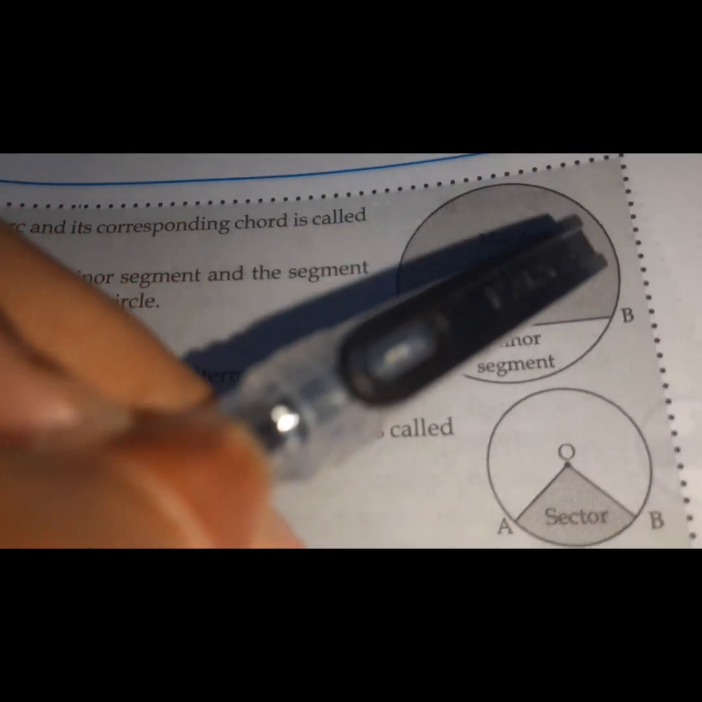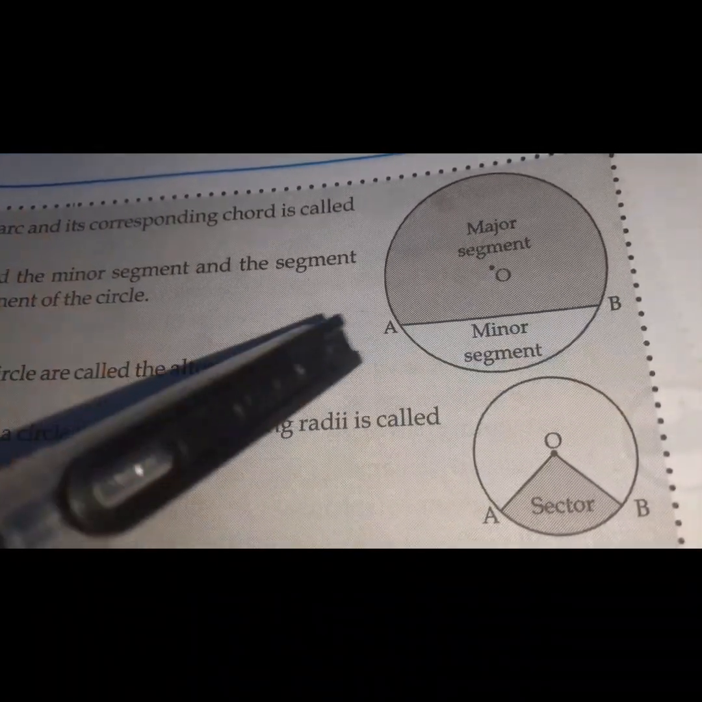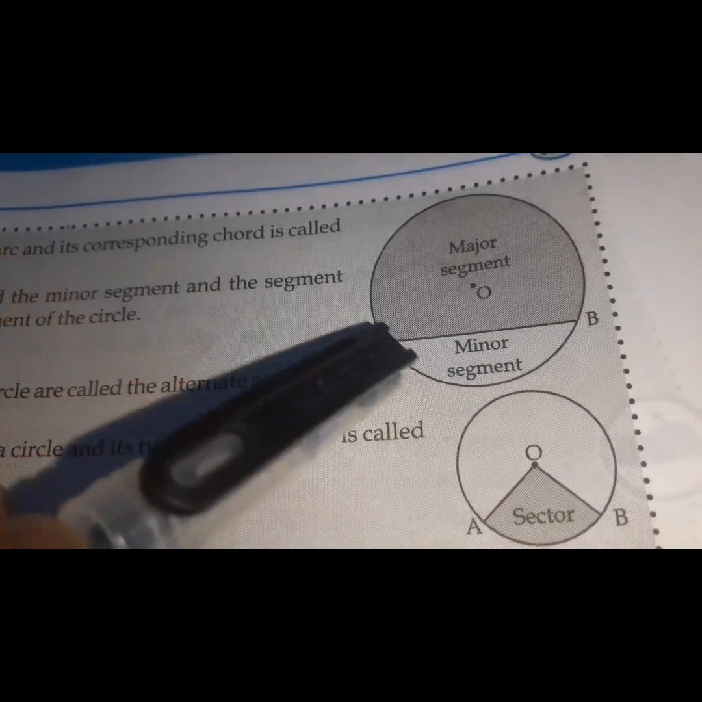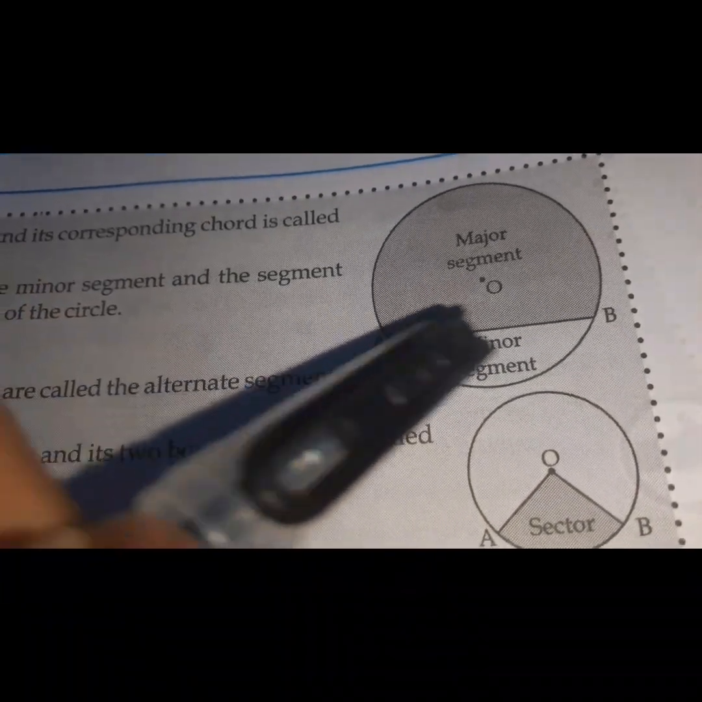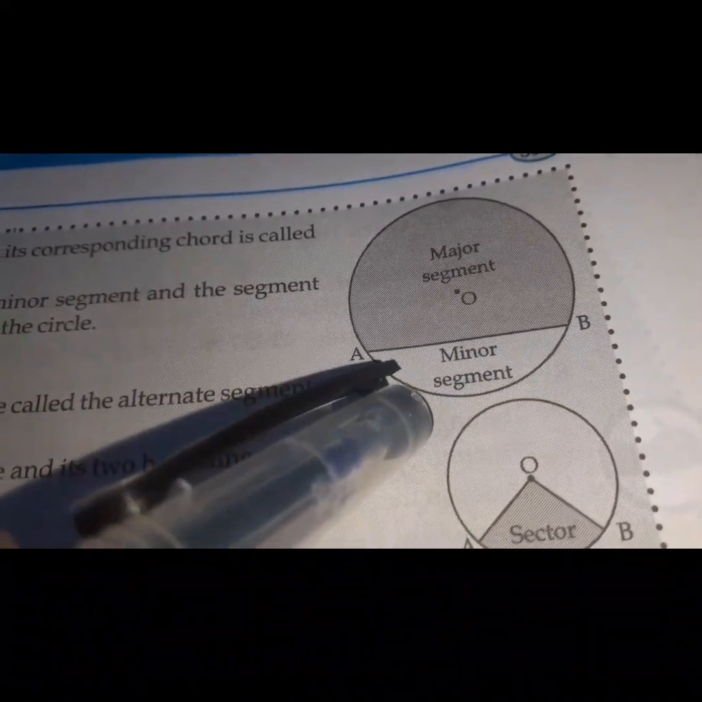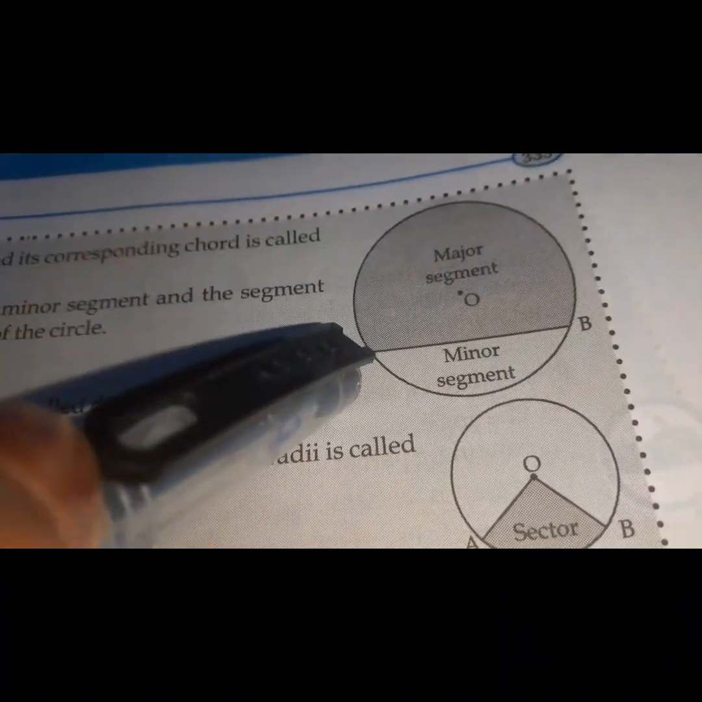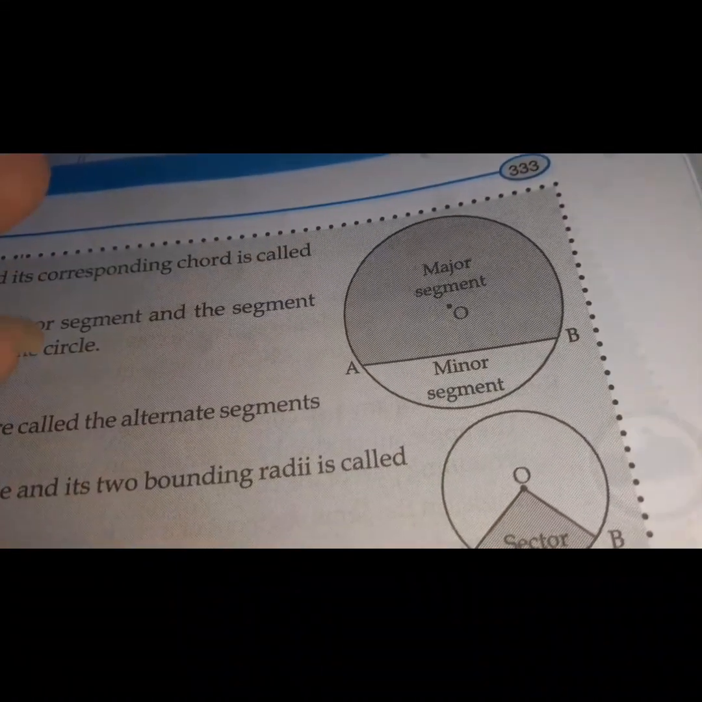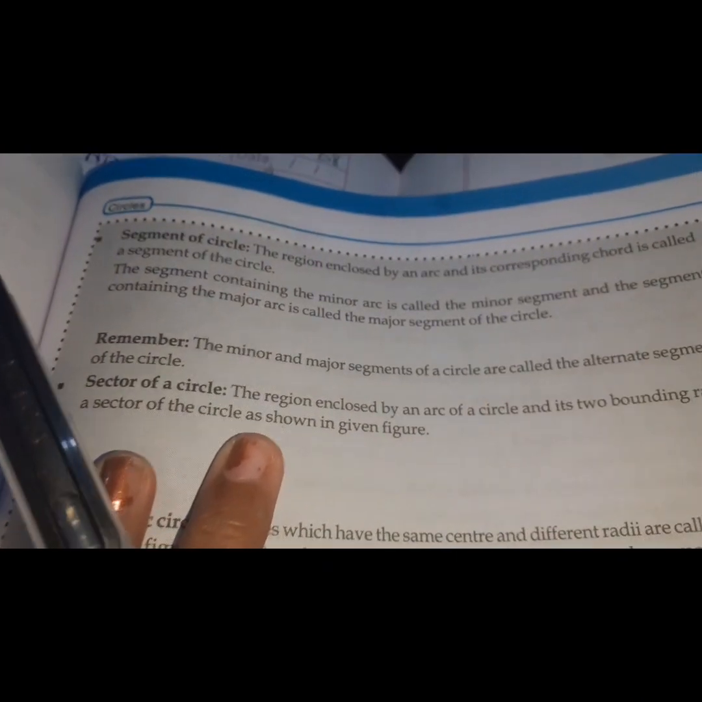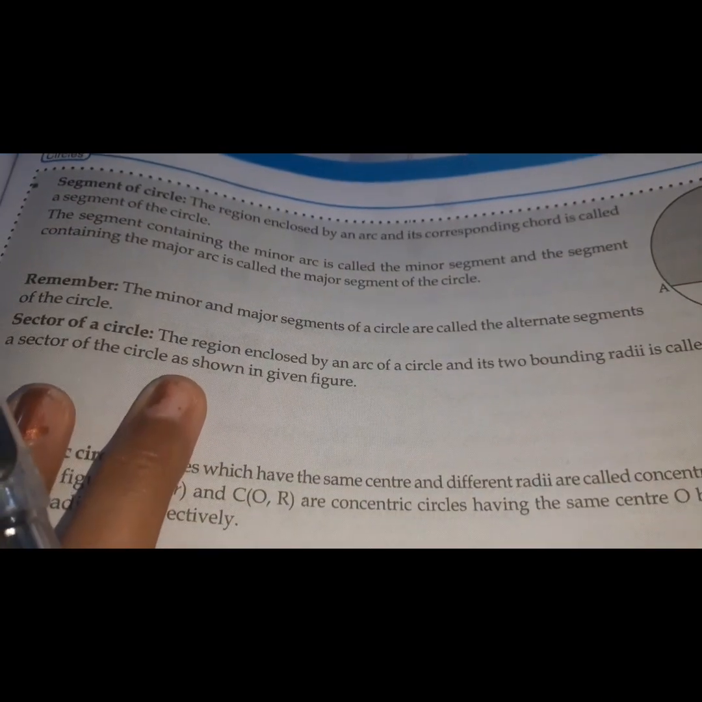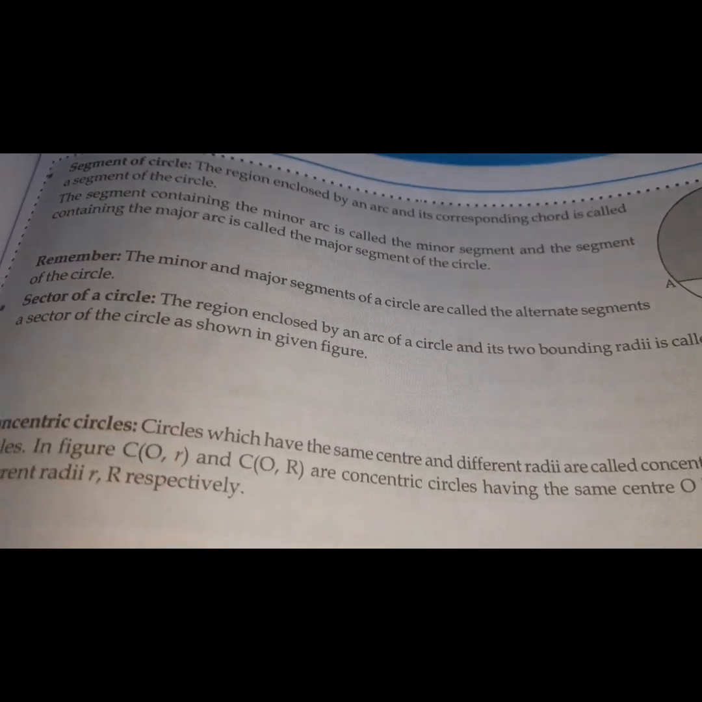In order to explain it, we will take this figure. Suppose AB is a chord and this is an arc, a minor arc. So there is a chord and a minor arc, so it is the minor segment, and there is a major arc and this is again a chord, then it is the major segment, and the center is O. Then the minor and major segments of a circle are called alternate segments of the circle. This is the point that you need to remember.